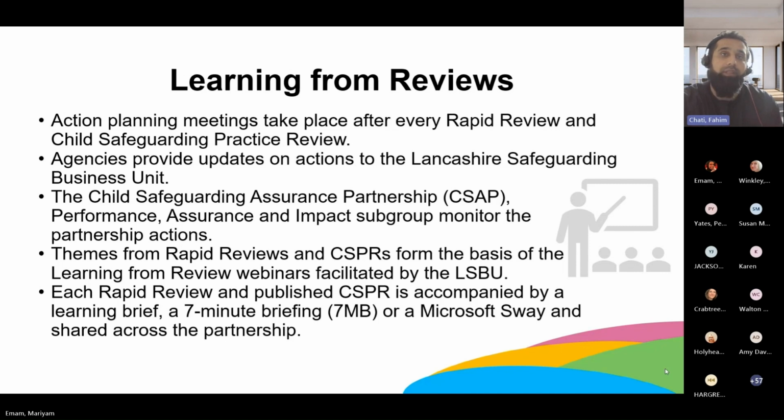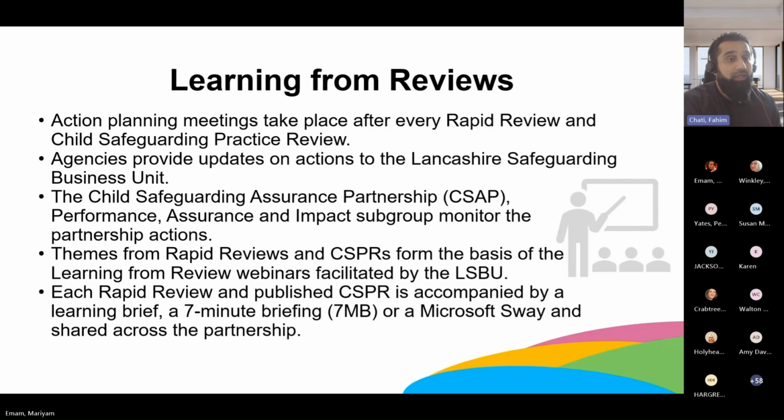Sometimes what we find within rapid reviews and CSPRs is that there are a lot of very similar themes cropping up within rapid review meetings. For example, sometimes there's practice that needs to be improved around information sharing or professional curiosity, or things around professional escalation and disagreement and how that's done in the correct manner. These are sometimes grouped together, and in the future the Lancashire Safeguarding Business Unit will facilitate and coordinate, with support from the safeguarding partners, webinars such as the one that we're carrying out today around these themes, to improve practice and to help practitioners understand the resources out there, from a multi-agency perspective.